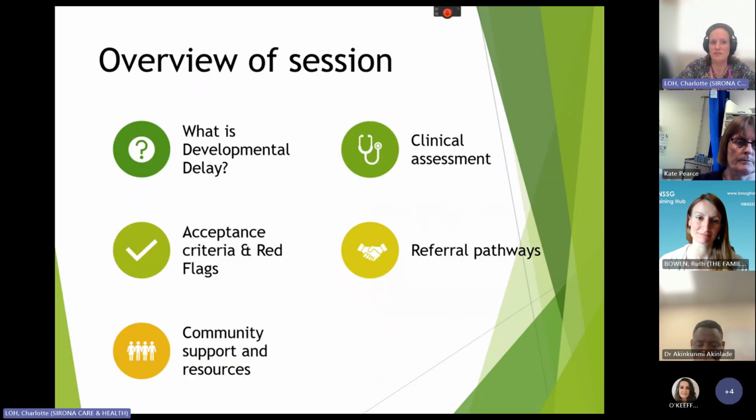Just to summarise what we've talked about today, we talked about what is developmental delay or developmental impairment, how we can assess it clinically, what the red flags or acceptance criteria for developmental impairment are, some of the referral pathways, and some community support and resources.